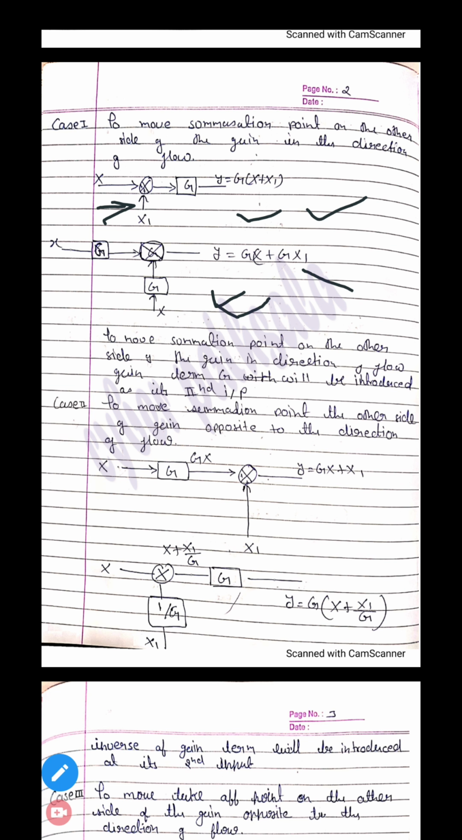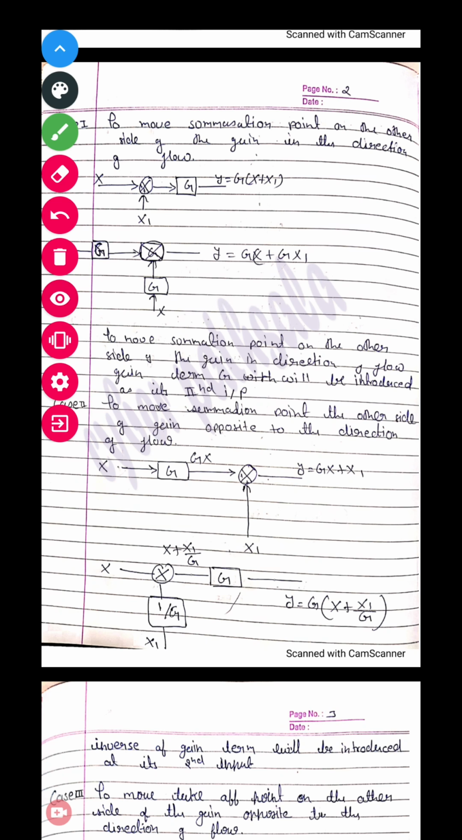Okay, so case second. To move the summation point on the other side of the gain opposite to the direction of flow, as you can see, we are moving the summer opposite to the direction of flow. So you have to divide by the gain.